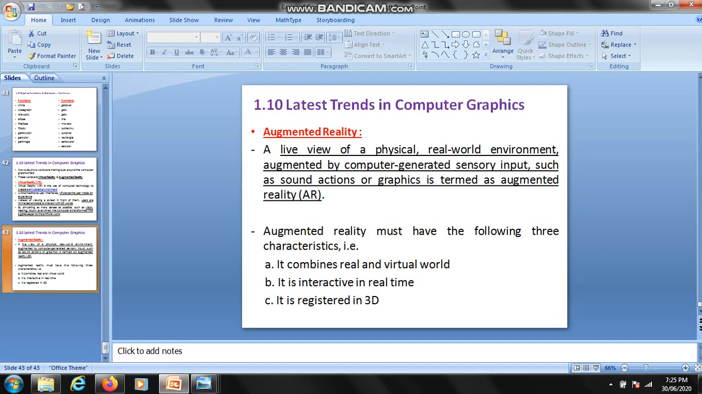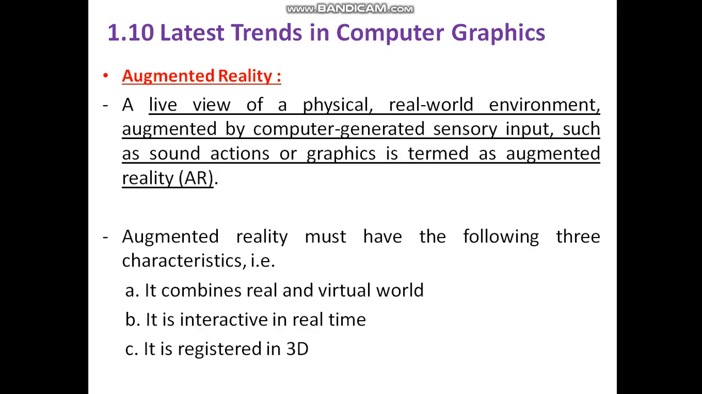Augmented reality must have the following three characteristics. First, it combines real and virtual worlds. Second, it is interactive in real time. Third, it is registered in 3D. So augmented reality overlays a virtual object on the real-world environment.